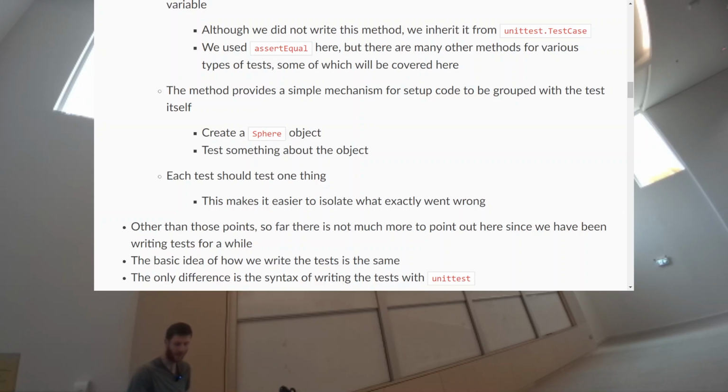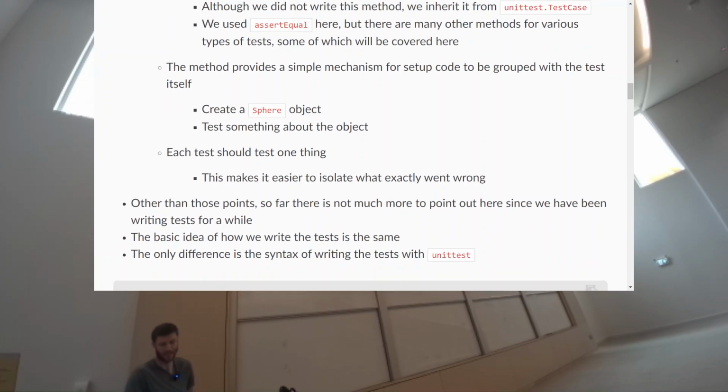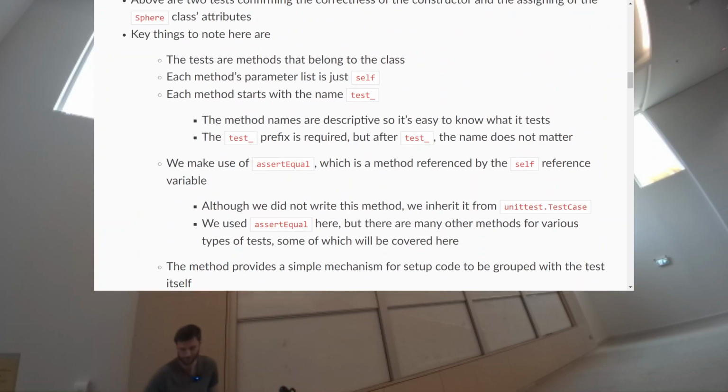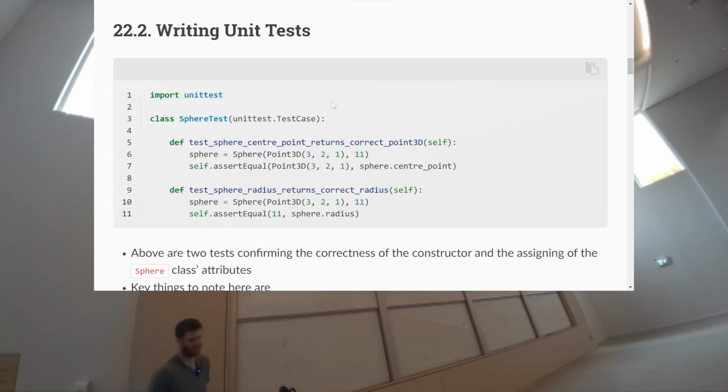Create a sphere object, test something about that object. Each test should test one thing. This is really important too. You may have thought to yourself, why not just put two asserts and combine this? Look, you created two spheres, they're exactly the same. Why not just do assert equals the center point's the same, and assert equals the radius is the same? Why not just do that in one method? And you're not wrong. You could do that, but you'd be wrong.